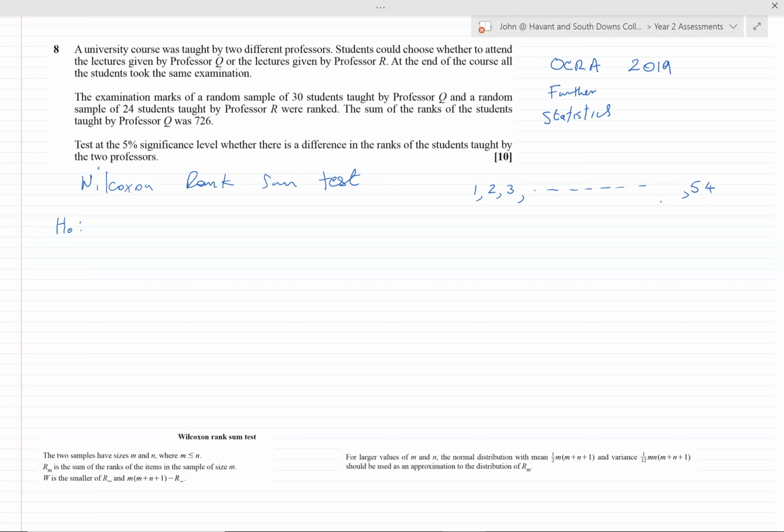So to set up the null hypothesis, we say the medians of the rankings, because we don't have the actual scores themselves, of Professor Q students is equal to Professor R's.